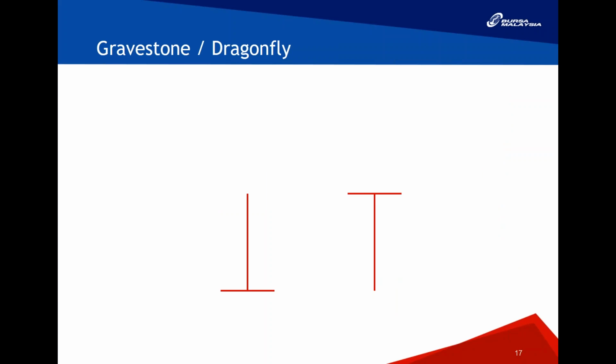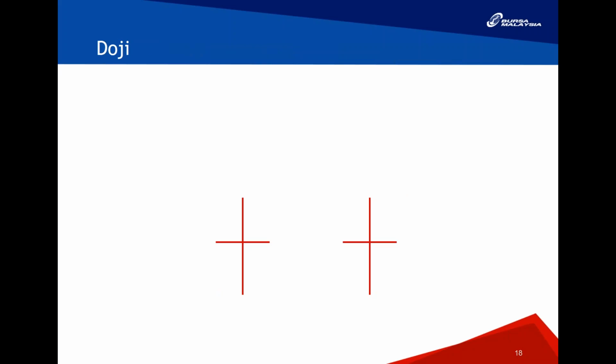The name is not nice, right? So Dragonfly, just two types of pattern which look like the natural form of these two elements. So the next thing, probably very popular, is called Doji. Okay, it is a cross.